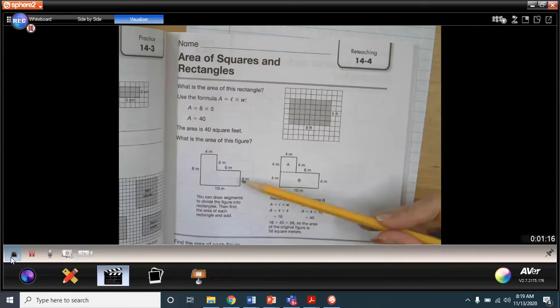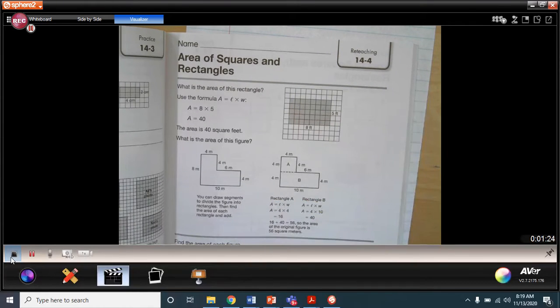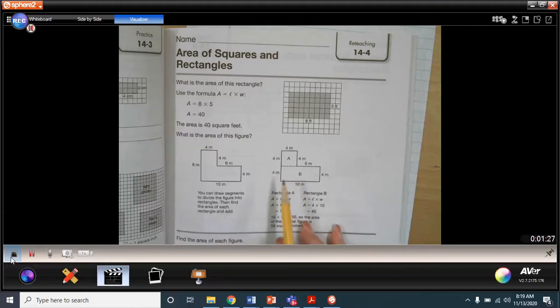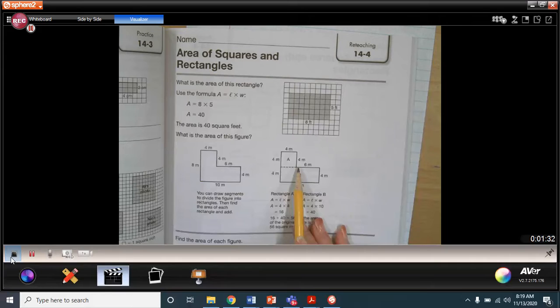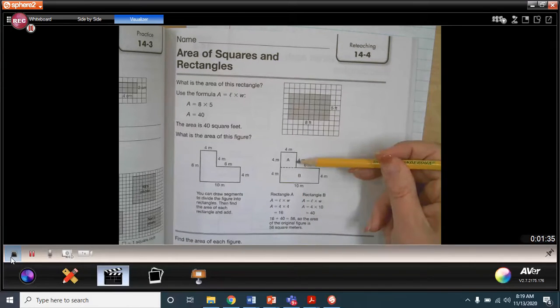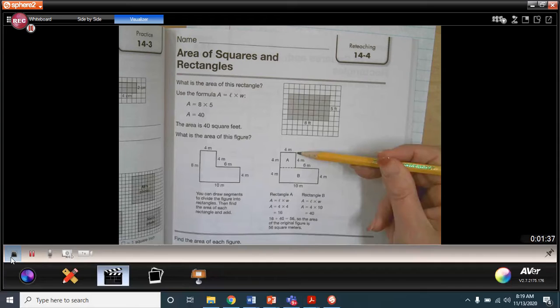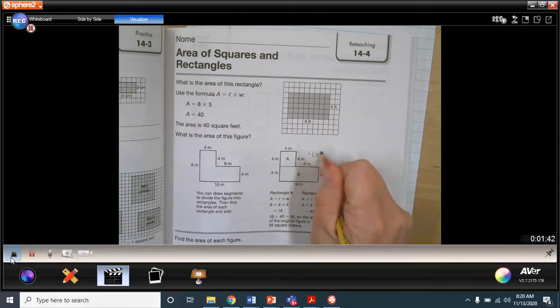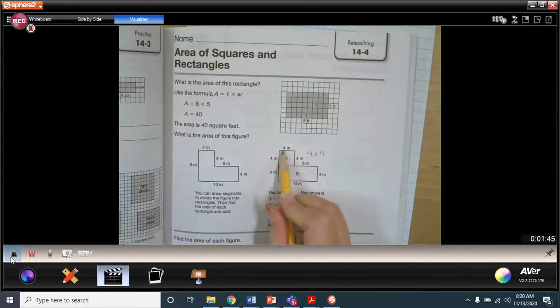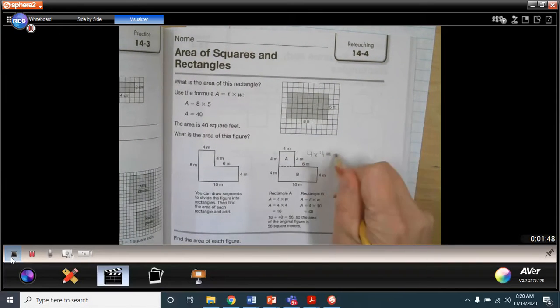Now, you'll notice on this particular figure, they actually have 2 different rectangular figures, one being a square and one being a rectangle. So what they did was they broke it apart and used their length and their width to help them solve for this particular part of that figure. I know the length, I know the width. So for this figure, I know that this is going to be 16 square meters.